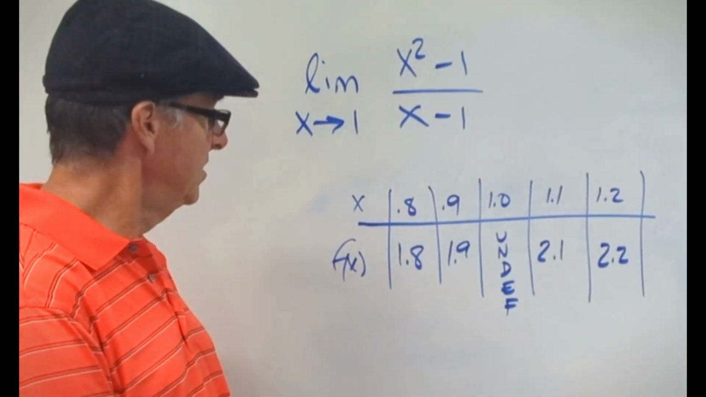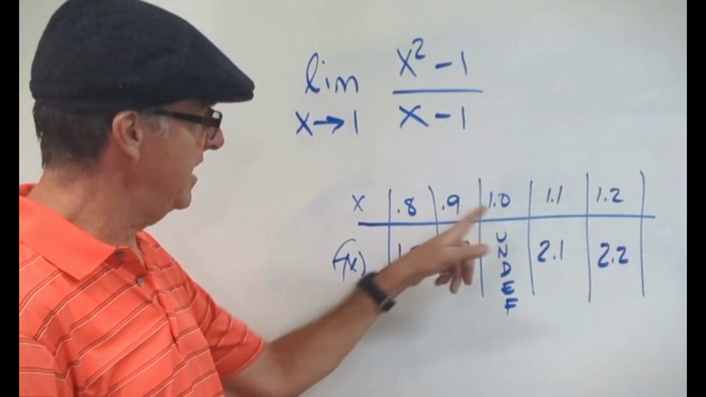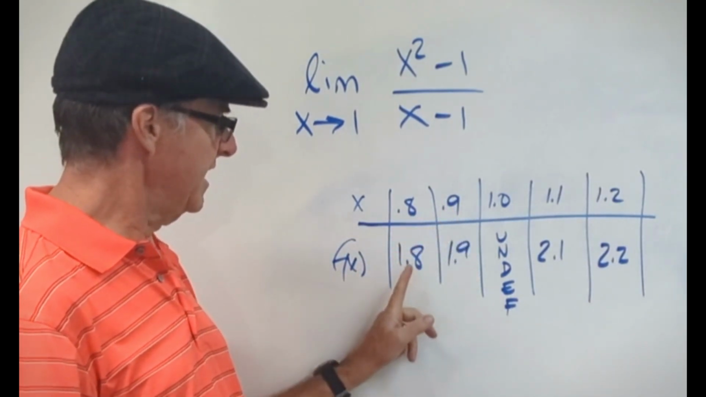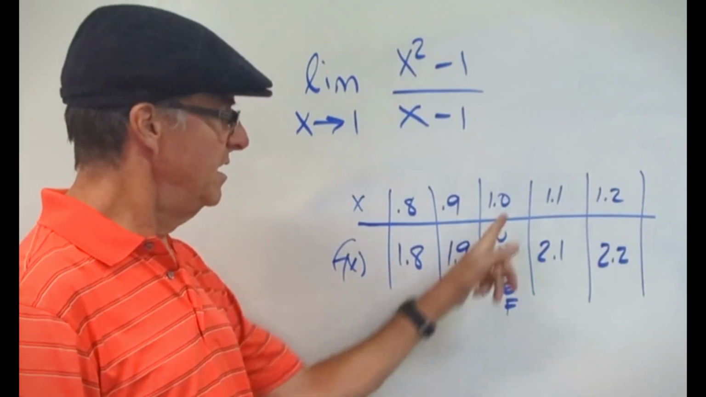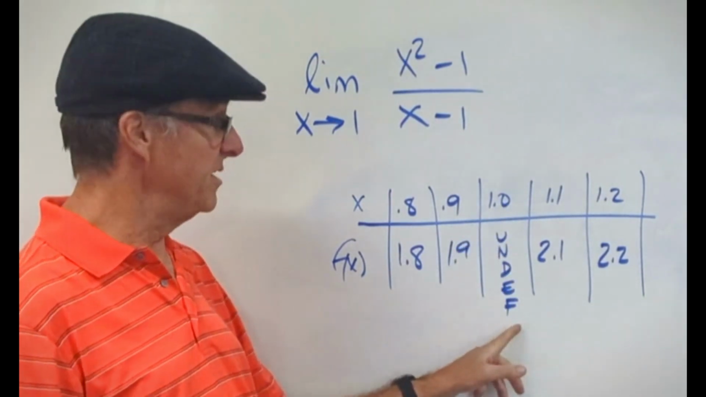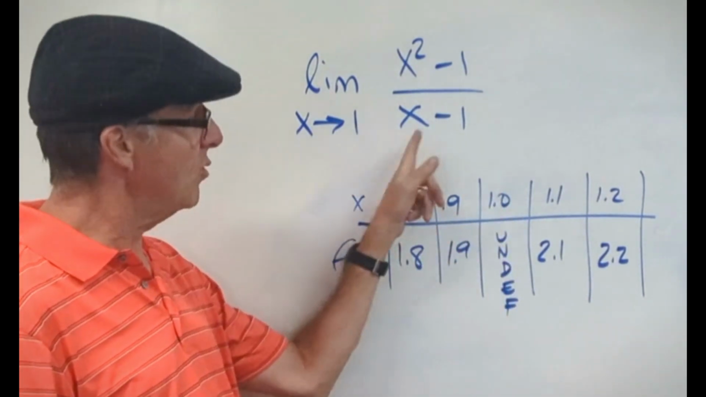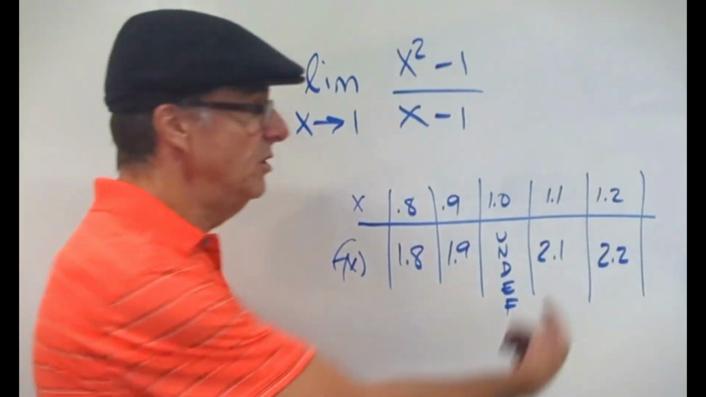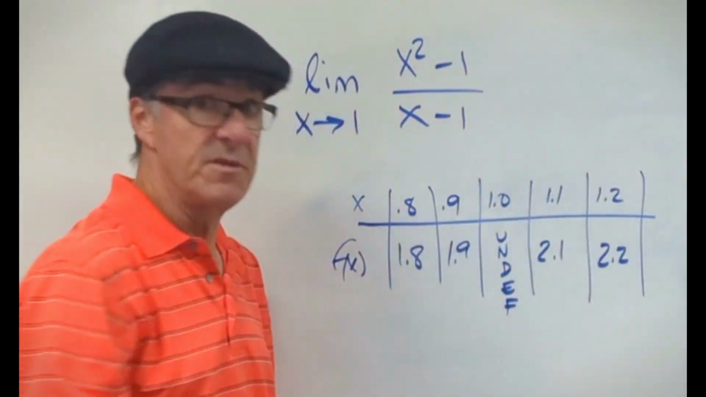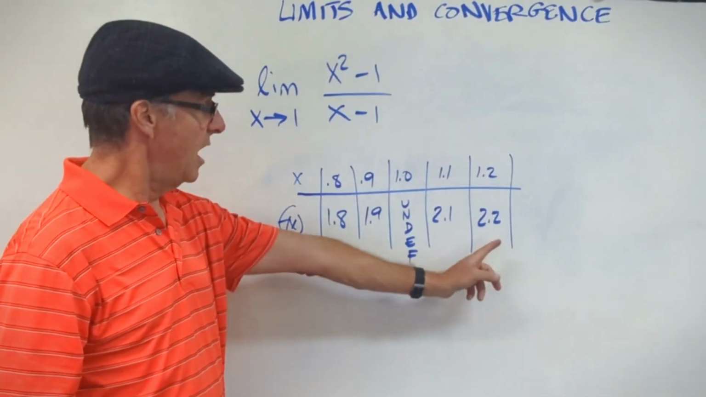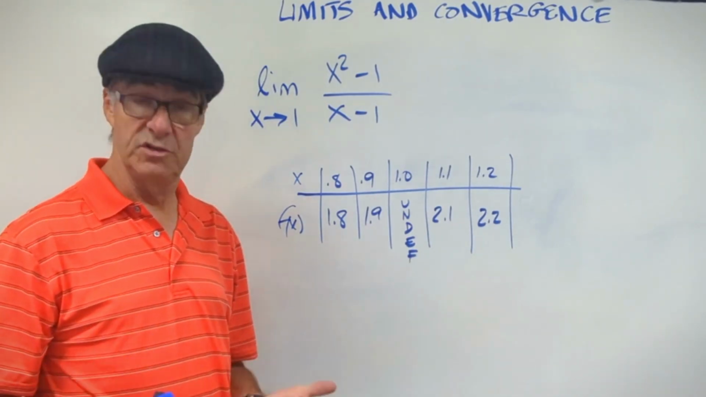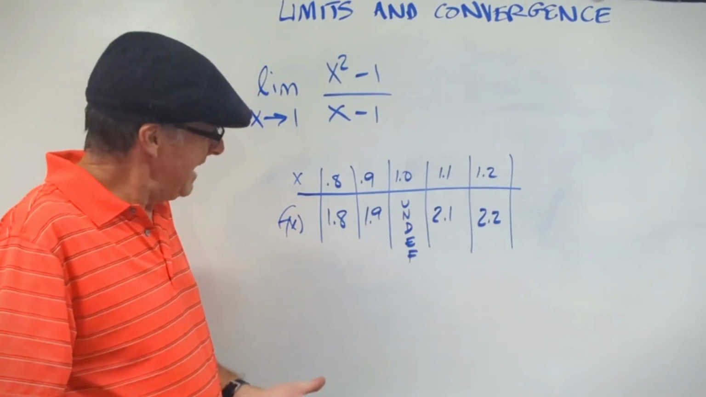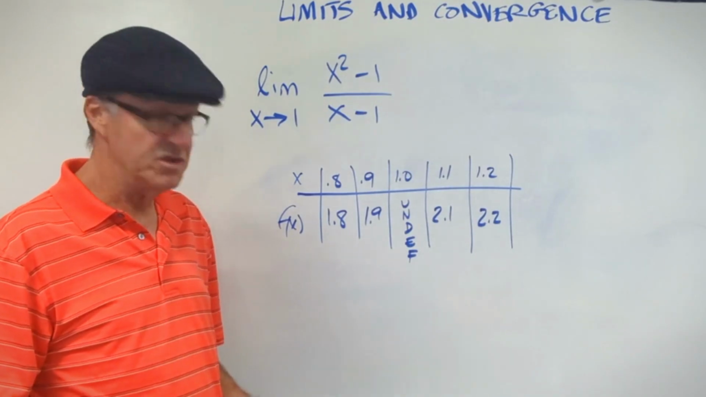So here's my table. I'm approaching 1 from this side, 0.8, 0.9, and when I put 0.8 in, I get 1.8. When I put 0.9 in, I get 1.9. I had to write undefined there because I can't put 1 in there. And then also approaching from the positive side, from the right side, I'm getting closer and closer to what looks like it's going to be 2. So using this approach, I think my limit is probably 2.